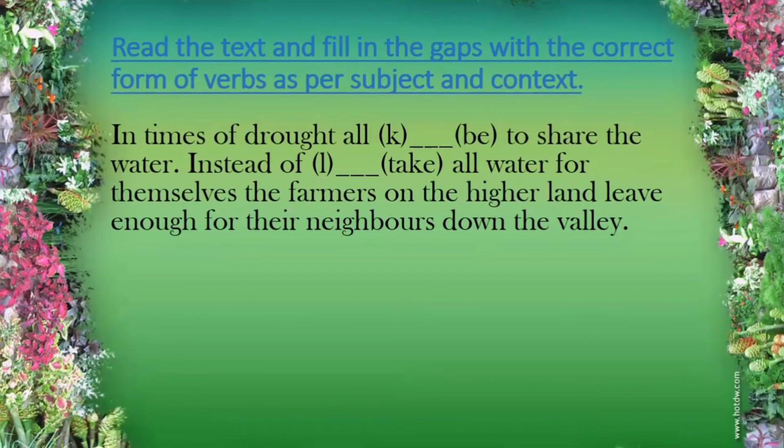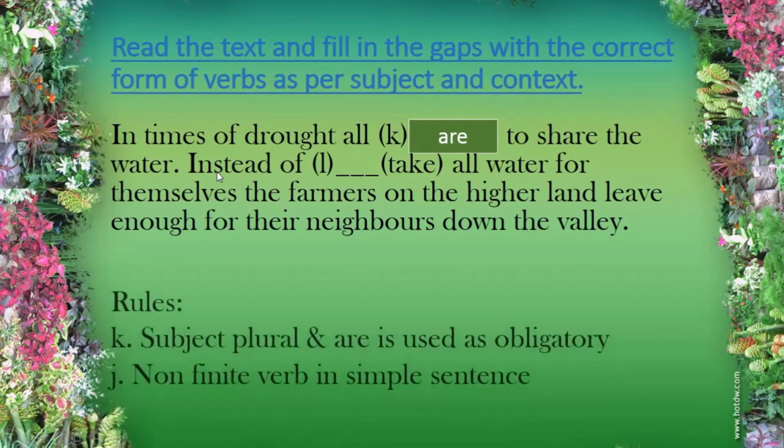In times of drought, all are to share the water. All is our subject over here, and we have to use a be verb. We can easily understand all is a plural subject, and that's why we have to use an auxiliary verb after all. So we can use are. We all are to share the water.